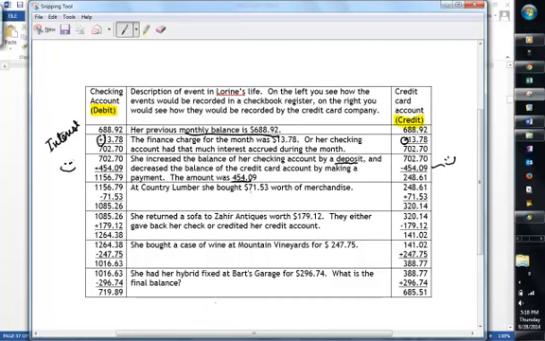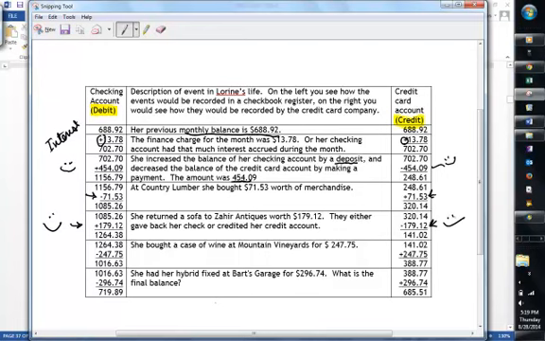She purchased $71.53 worth of merchandise, so that lowered her checking account balance and it raised her credit card amount. She had bought a sofa that she returned, and so that decreased her credit card amount and it increased her checking account. Remember, in both cases, that's a good thing.